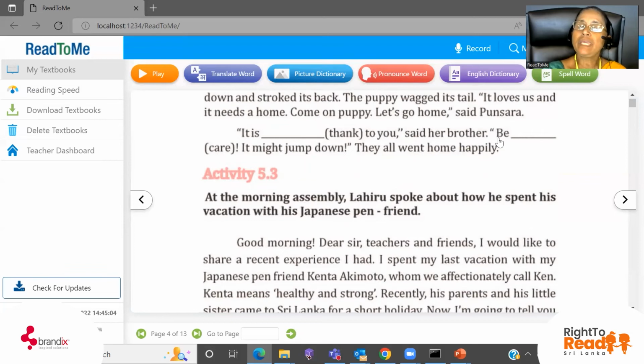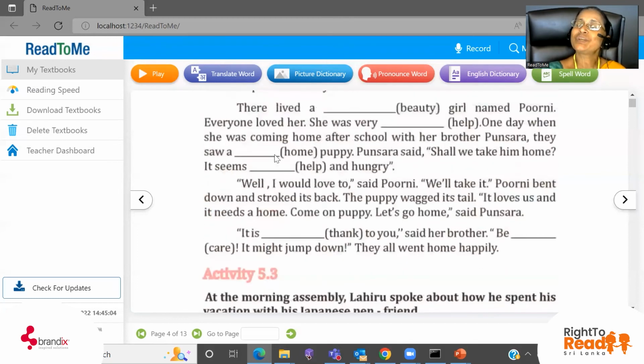Then "Be care. It might jump down." Now the brother is asking his sister to be care. What is the word? Be careful. With a lot of care. Be careful. It might jump down. They all went home happily. It's a very nice story where you can use a lot of words with suffixes.